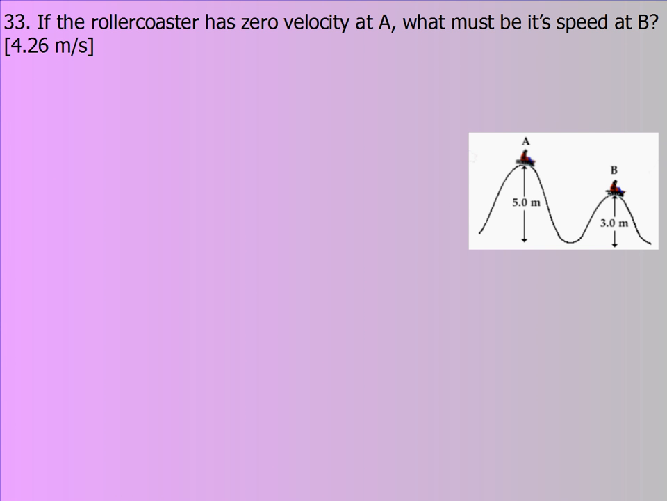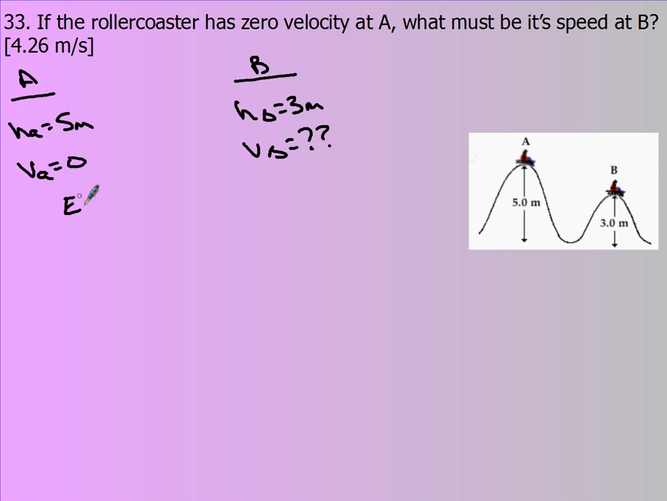All right, if a roller coaster has 0 velocity at A, what must its speed be at B? Now we've done one very similar to this. Make a chart, A, B. The height at A is 5 meters. The height at B is 3 meters. And it has 0 velocity at A, so the velocity at A is 0, and we're looking for the velocity at B.